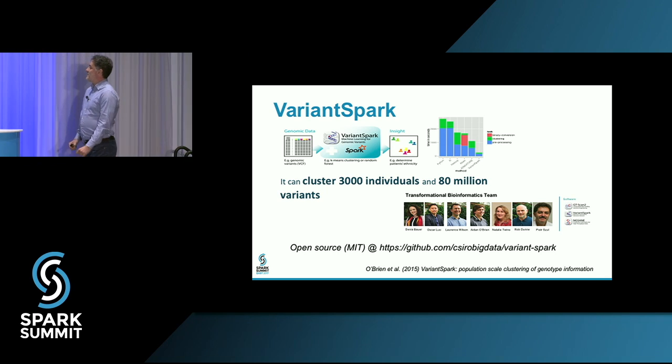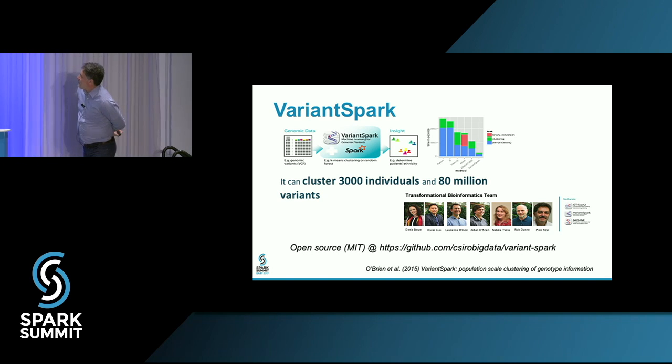Okay, so one of the teams in CSIRO is called the Transformational Biology team, and by the way, this is not an Australian accent, if you are wondering.